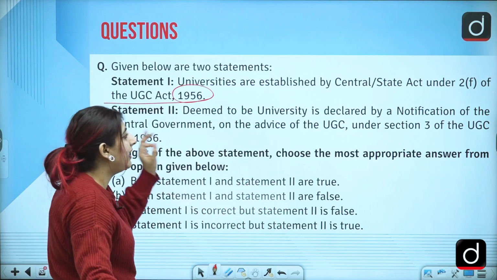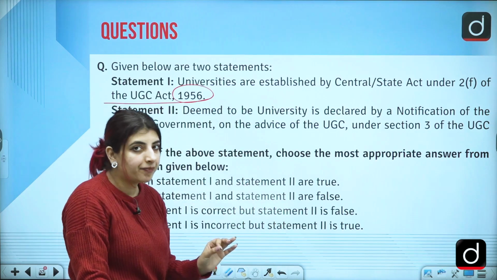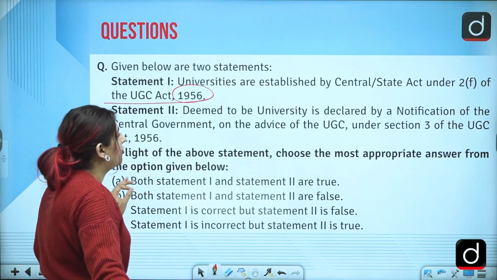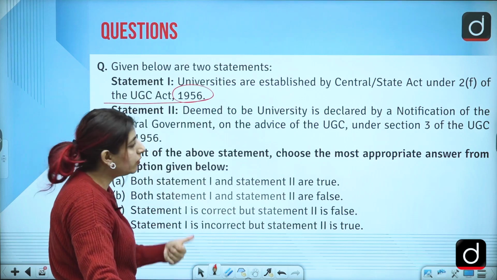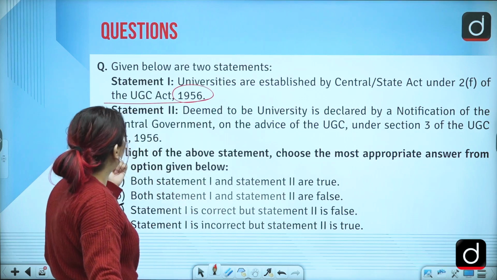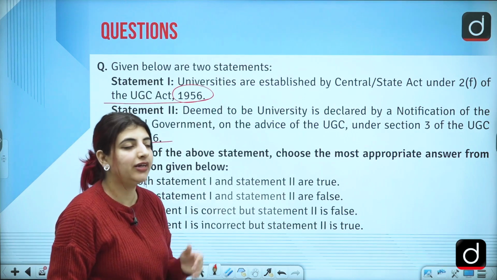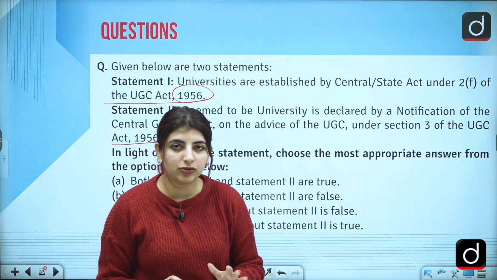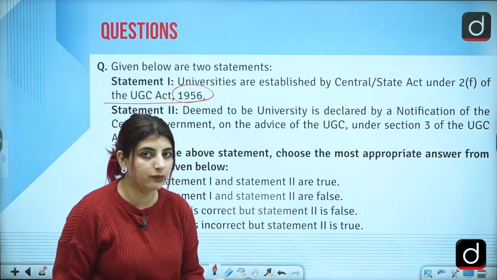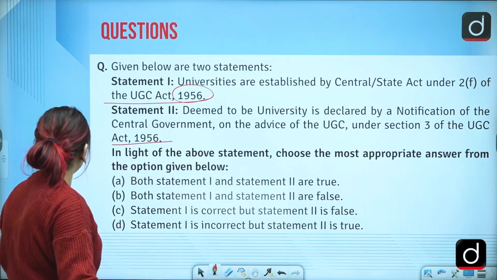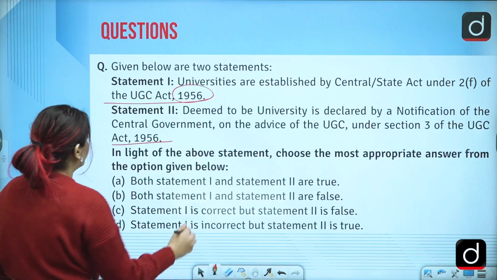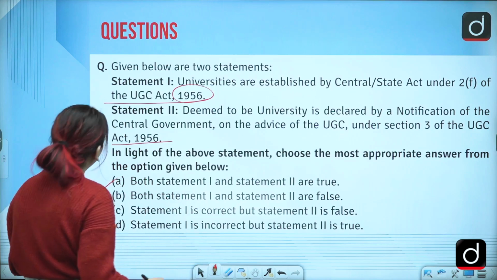Statement 2 says deemed to be universities are declared by a notification of the central government on the advice of UGC under section 3 of the UGC Act 1956. Pause your screens and try to answer the question, and yes, you all can be wrong in this question, but that is why we are here to learn, correct? The answer to this question is option A, which says that both these statements are true.